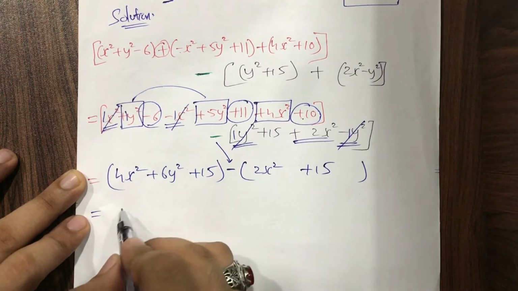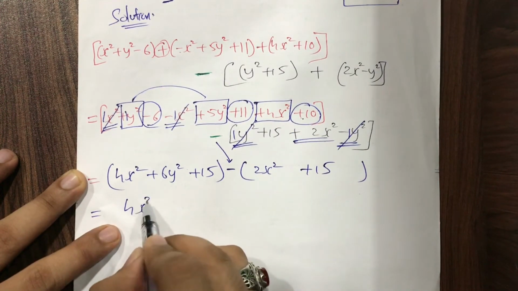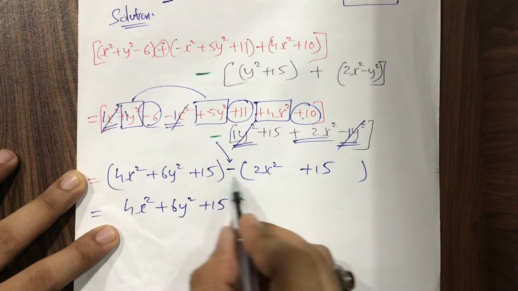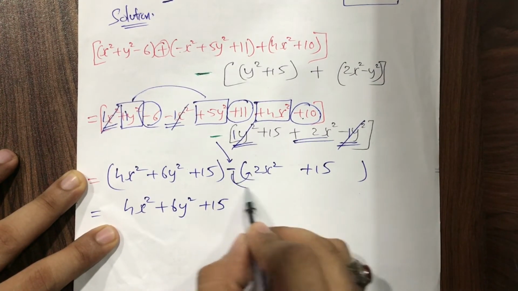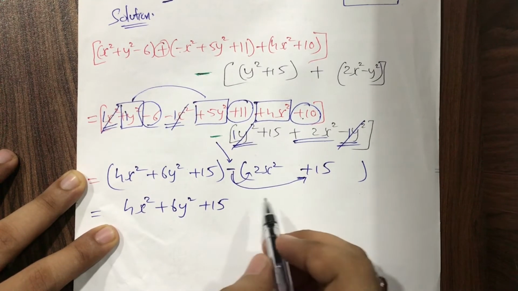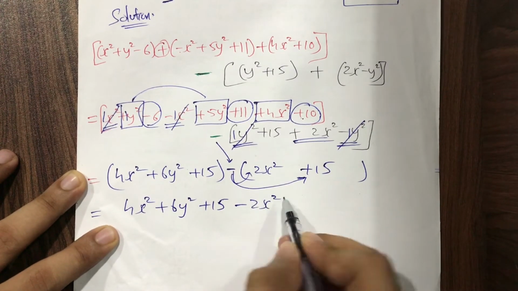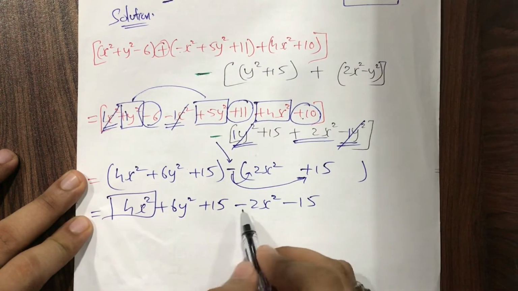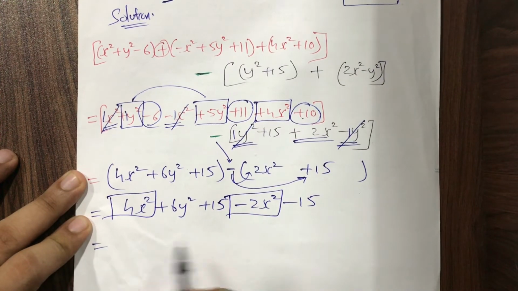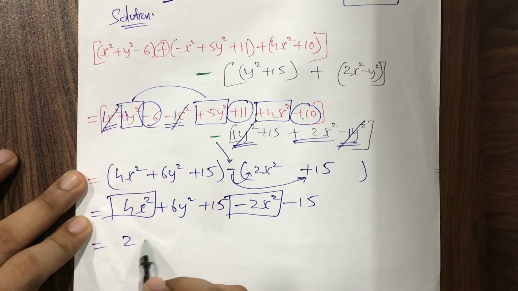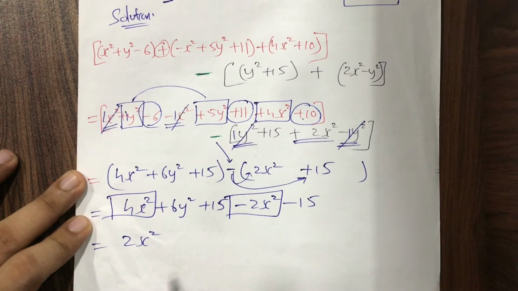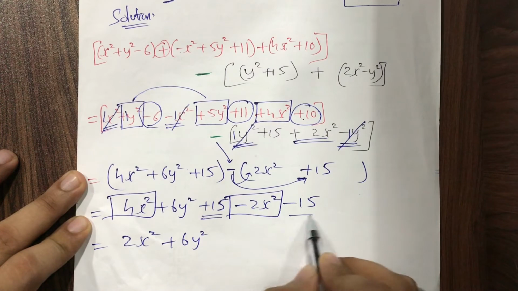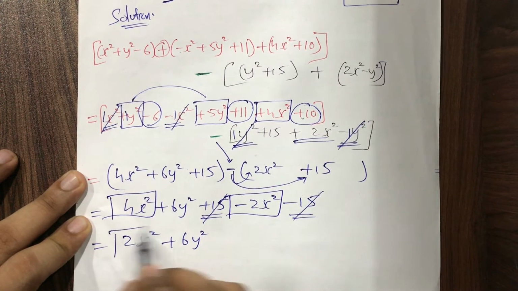Okay, in the next step I'll first copy this expression as it is, 4x square plus 6y square plus 15. Now if I open up the bracket, because it's a minus sign, it will change the sign of both the terms. Minus 2x square minus 15. Here it is plus 4x square, and here it became minus 2x square. So 4x square minus 2x square is plus 2x square. Then plus 6y square. Here we have plus 15, here we have minus 15, cancels. This is the answer.